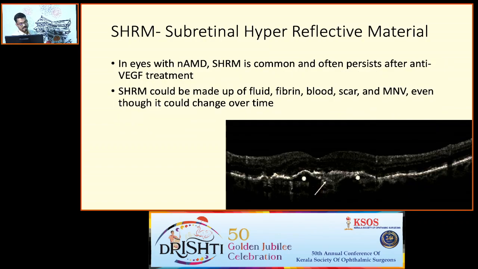Then there is subretinal hyperreflective material, which is also an indicator of poor prognosis. It is common and often persists after anti-VEGF treatment. It may not resolve even after anti-VEGF treatment. It could be made up of fluid, fibrin, blood, scar, and neovascularization, even though it could change over time.